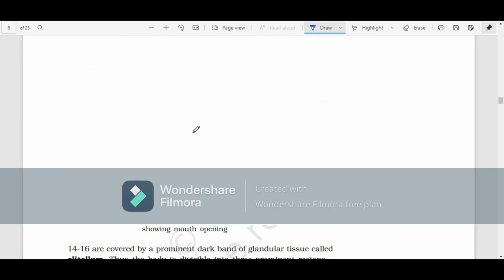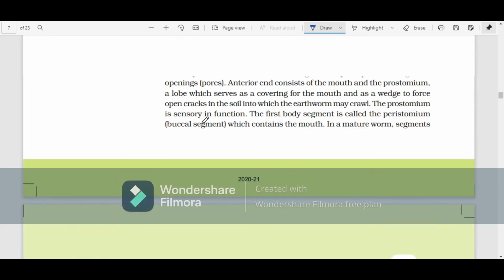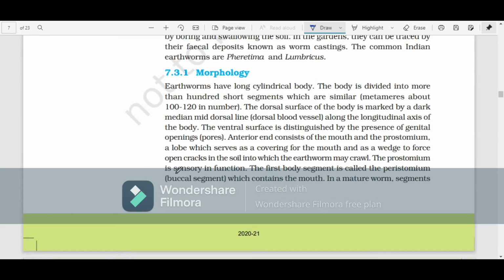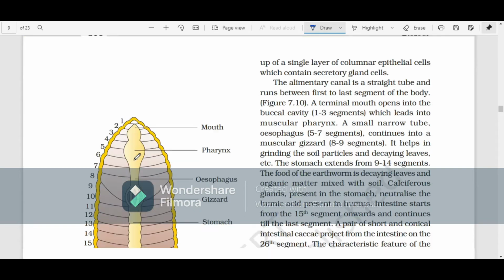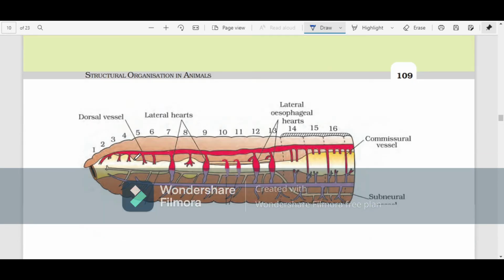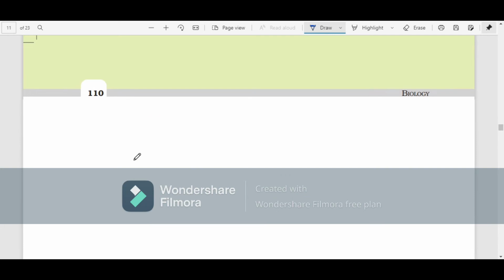Yeah, it was right here. Right, the prostomium is sensory in function, of course, and it's located in the anterior part. So you can remember and relate it: the sensory organs are found on which part of the body? It's found on the anterior part of the body.